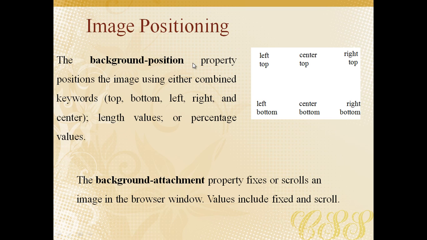So the background position property positions the image using either combined keywords, length values or percentage values. The background attachment property fixes or scrolls an image in the browser window. Values include fixed and scroll.